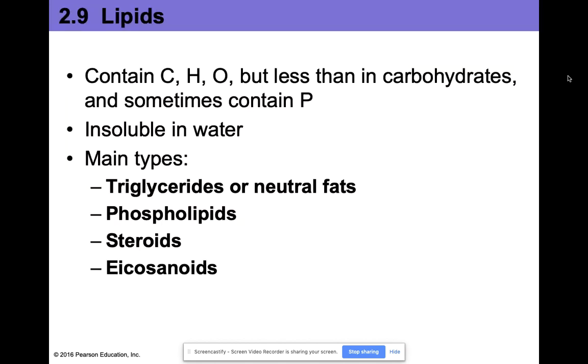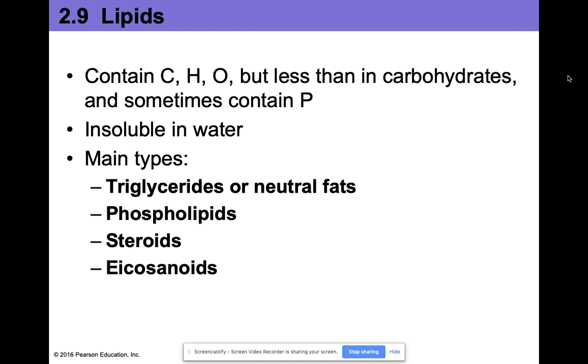Okay, so lipids are going to be our next one. So I said CHO, CHON, and CHON-P. Our lipids here contain C, H, and O, occasionally P, but we're going to just remember this is CHO. It contains carbon, hydrogen, oxygen. And there's no special ratio here, so that's a huge differentiation between carbohydrates and lipids. Okay, so we have a lot of different types of lipids here.